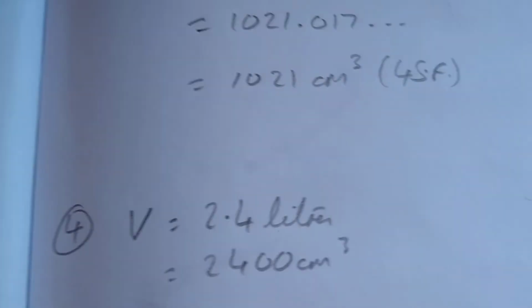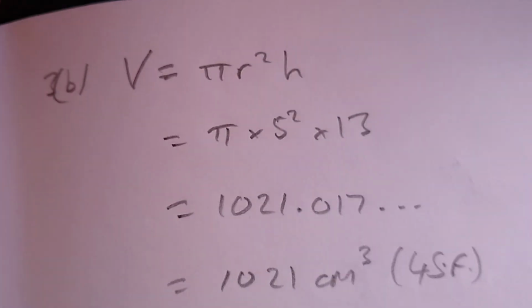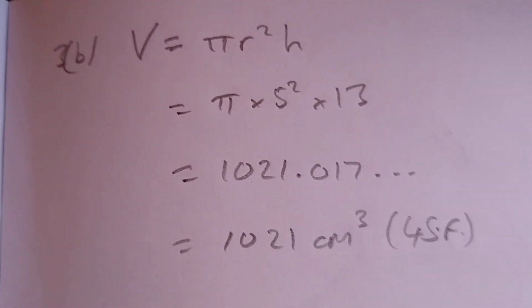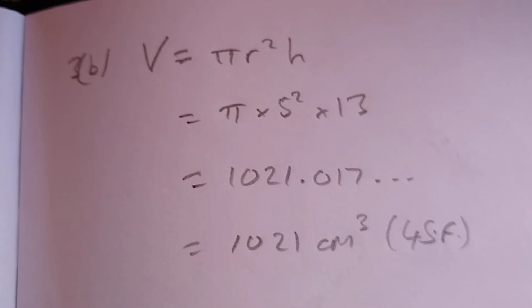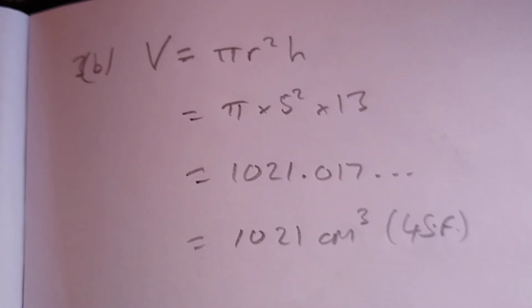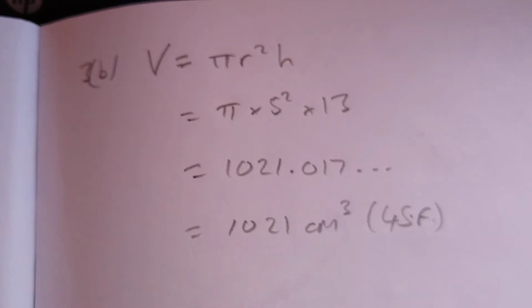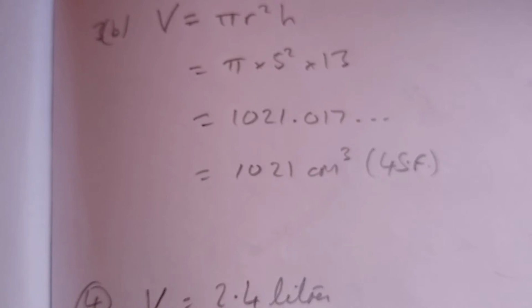3b, we've not actually done in class, but some of the upper sets have. So a cylinder, I'm not expecting you guys to have done this. So volume is pi r squared h, so pi times radius squared times the height, and then we just round at the end. So just substituting in the radius of 5 and the height of 13 there.